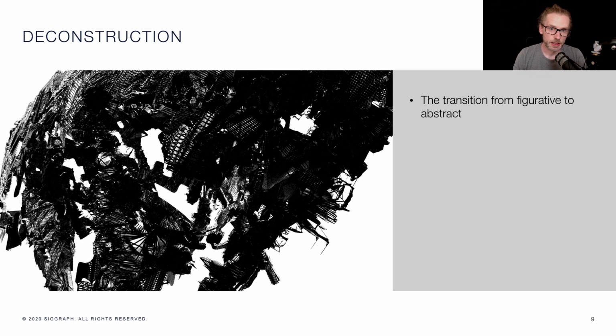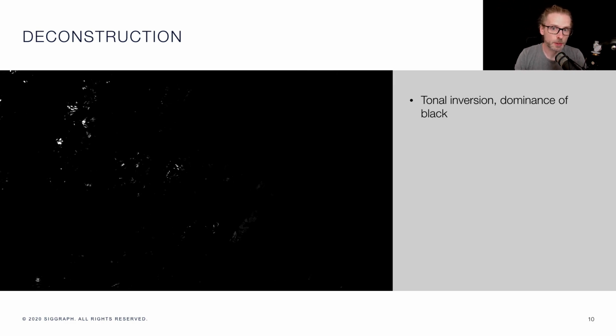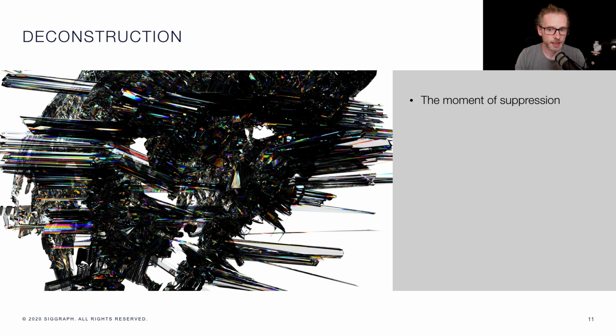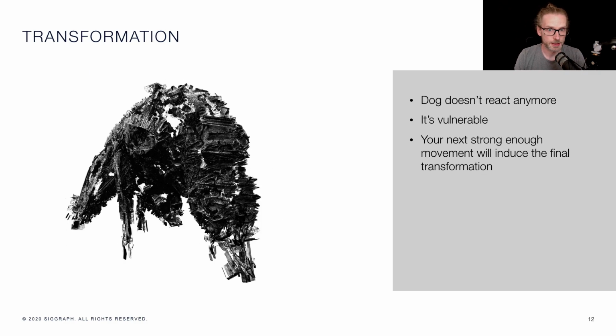Now, as the deconstruction progresses, the transition from figurative to abstract progresses as well, which means that the more deconstructed or disintegrated the dog is, the less figurative and the more abstract it becomes. And that goes up to a point at which the tonal inversion happens, and the dominant tone is black. So at that point, the dog kind of tries to break through this and come back, and the moment of suppression does happen, but when the dog comes back, it's in a different form.